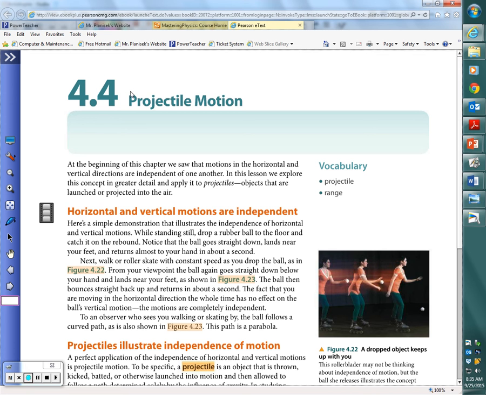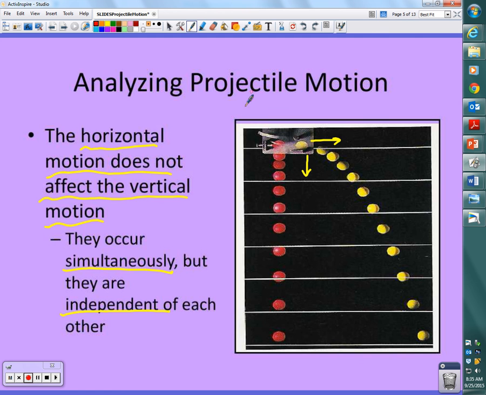All right. Because of where we are time-wise, I'll show you some more videos on Monday to reinforce this fact. But what I wanted to do is actually see how this idea of the independence of vertical and horizontal affects the motion of an object.